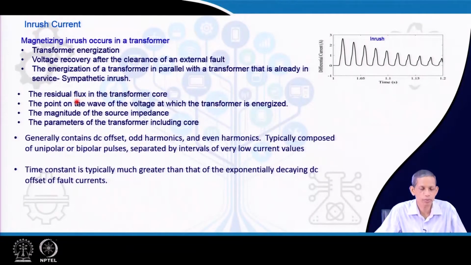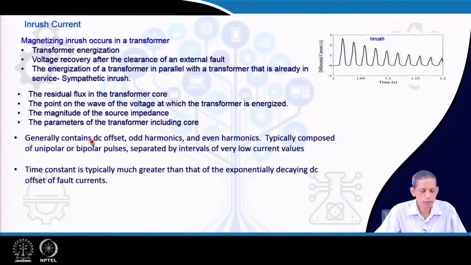Some of them are the residual flux in the core, the point on the wave, that is, at what point of the corresponding voltage the transformer is switched on or energized, the magnitude of source impedance, because this current flows from the source impedance to the transformer, and the parameters of the transformer including the core, which governs the L phi part, and the transformer primary winding parameters, as we have observed in the equivalent circuit diagram in the earlier slide.